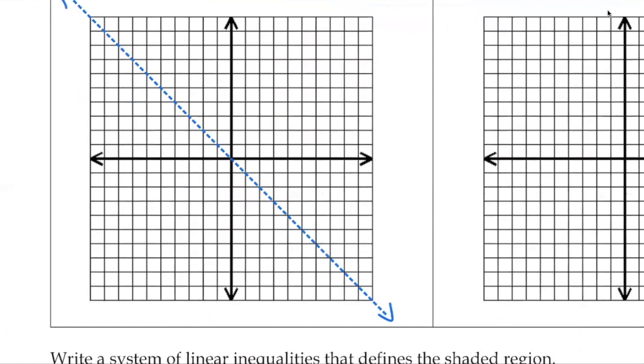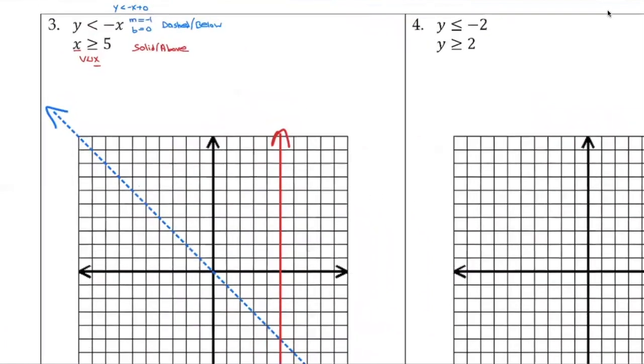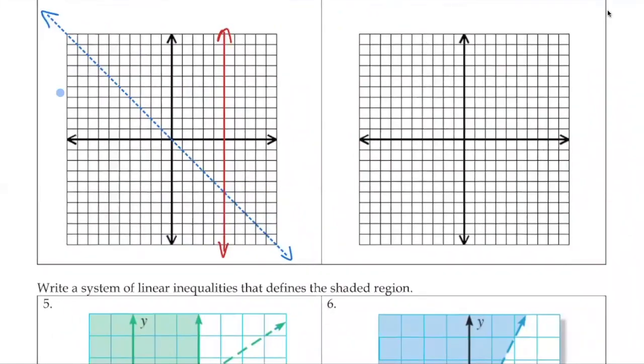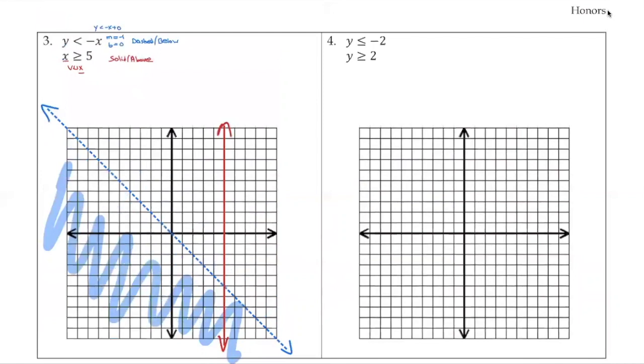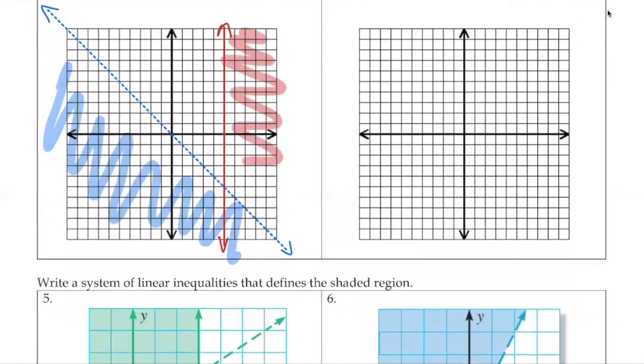All right, so at 5, we have a vertical line passing through that point. Now we've got to do the shading. For the blue line, we want everything below, so we want everything on this side. And for our equation in red, we want everything above, so we want everything on this side.